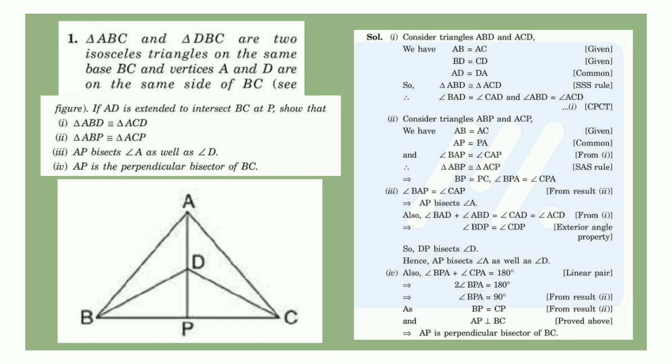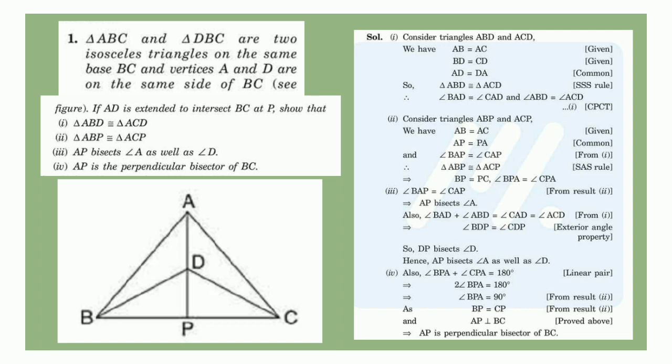Then also we can say by CPCT angle BAD is equal to angle CAD and angle ABD is equal to angle ACD. We are only taking two pairs. The third pair is also there, but we need only two pairs for the next problems.